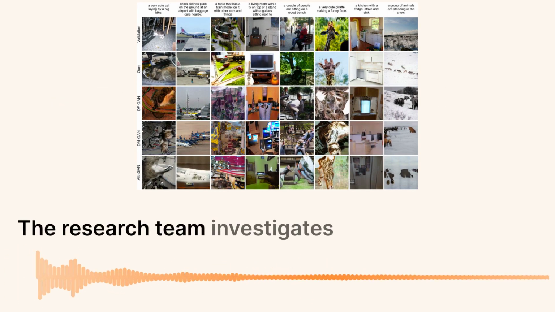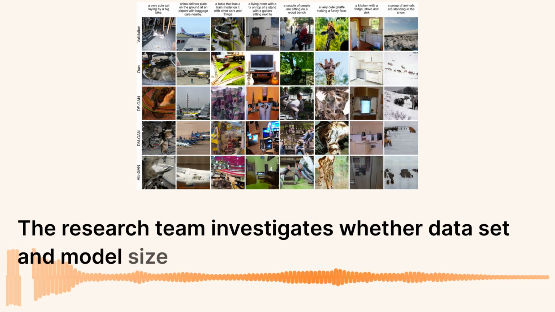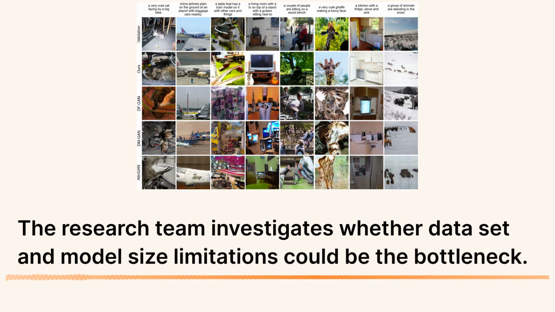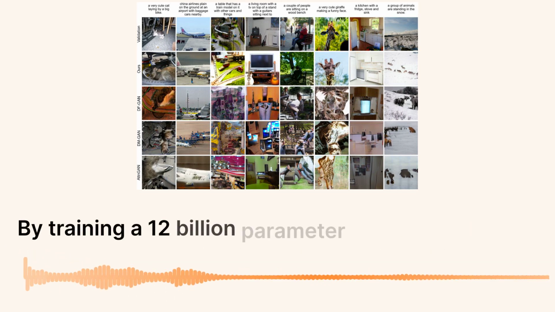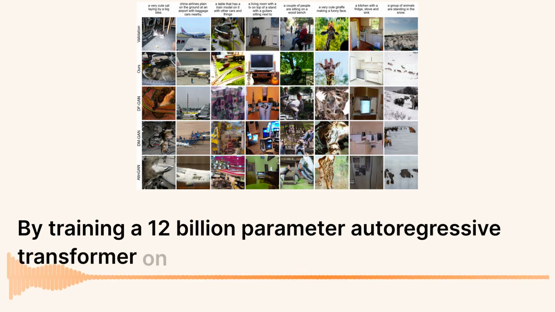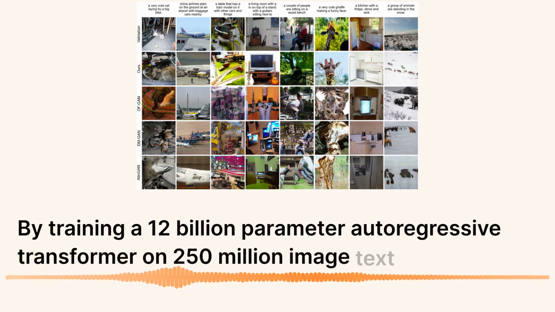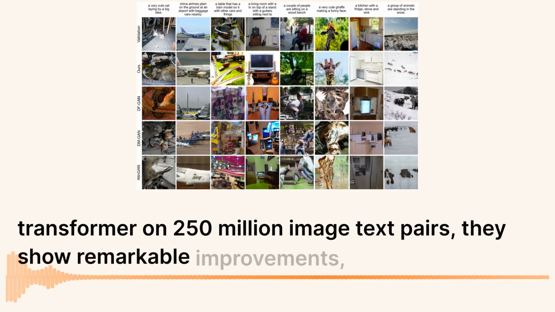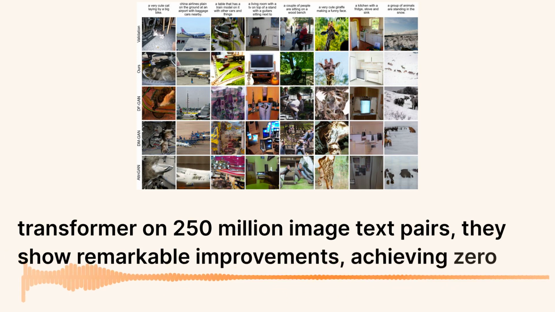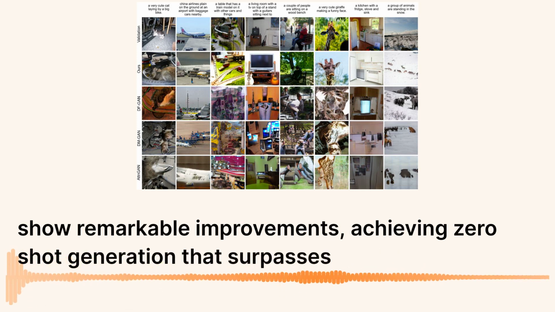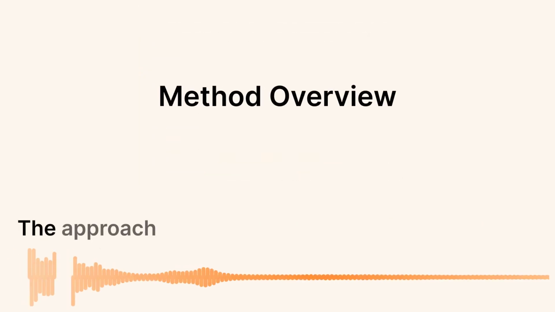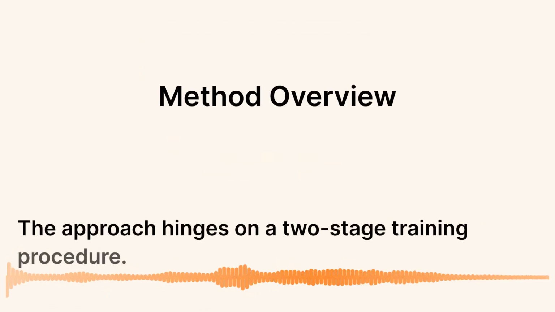The research team investigates whether dataset and model size limitations could be the bottleneck. By training a 12 billion parameter autoregressive transformer on 250 million image-text pairs, they show remarkable improvements, achieving zero-shot generation that surpasses previous models. The approach hinges on a two-stage training procedure.